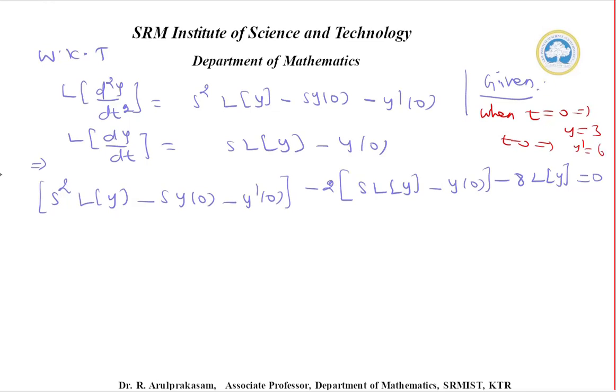So following this, I have to substitute the y of 0 value. Here the condition is y of 0 equal to 3 given and y dash of 0 is 6. This is given. Alright, so I am simply substituting y of 0 equal to 3 and y dash of 0 equal to 6. Here y of 0 value is nothing but 3. Now I can simplify the equation.